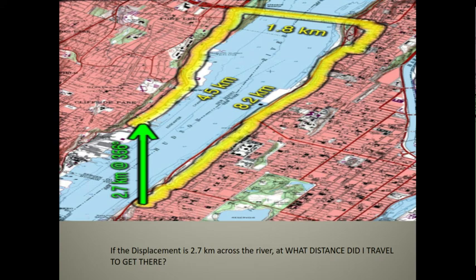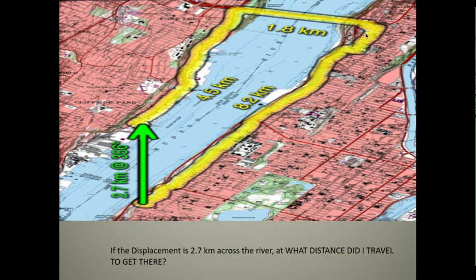Here is just a section of a map from Manhattan. If you look at the yellow line, in order to get to point A to point B, which is here's where I would start, and here's where I would finish, I would have to travel 8.2 kilometers to the nearest bridge, take a left, go over the bridge 1.8 kilometers, and then travel down another road, another 4.5 kilometers. Obviously, the yellow line is much longer than the green arrow.